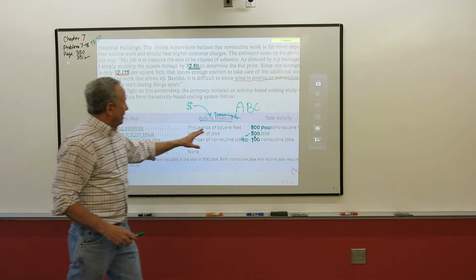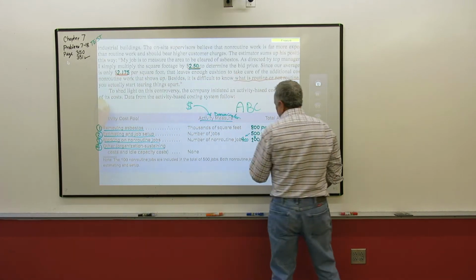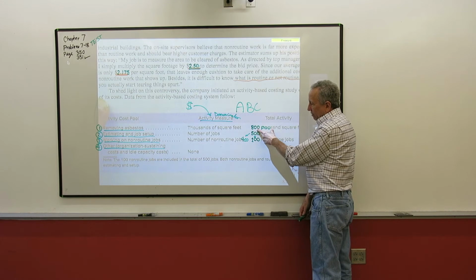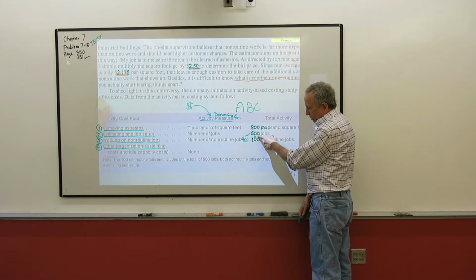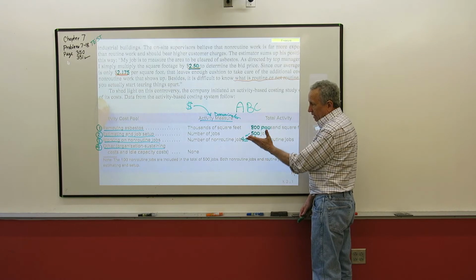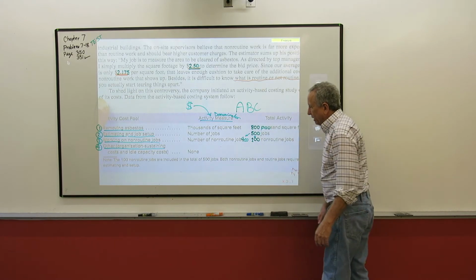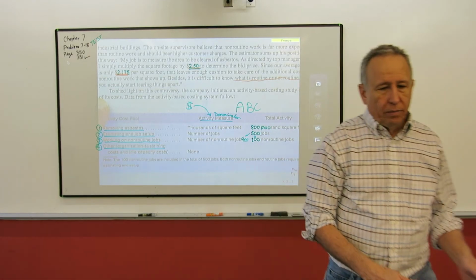And we've already got the denominator. One denominator is going to be 800,000 square feet. Another denominator is going to be 500 jobs. And then we're going to allocate some of the money. Let me stop this and pick up in just a second.